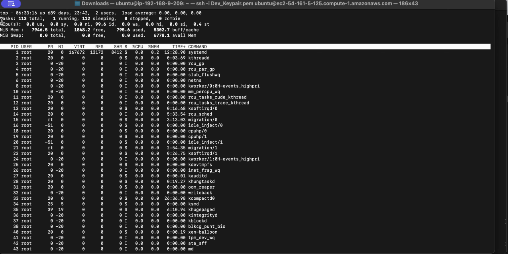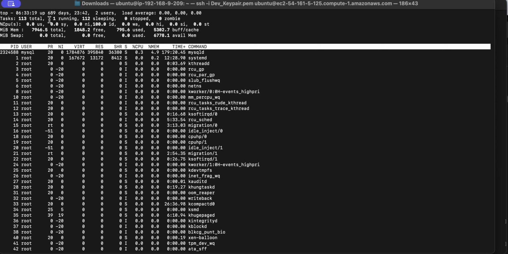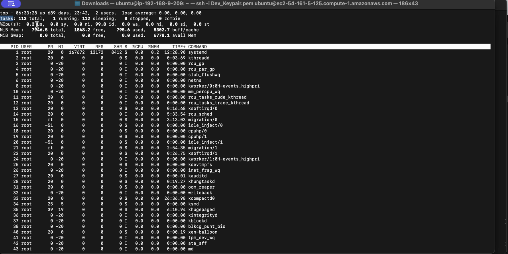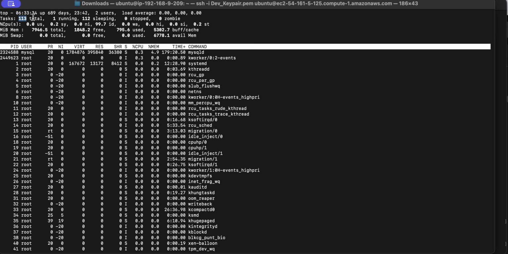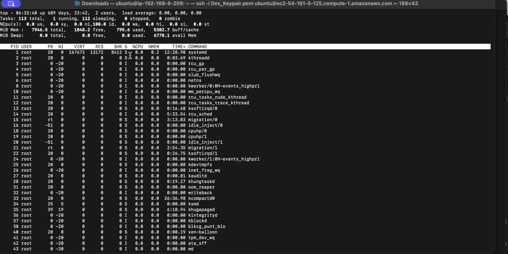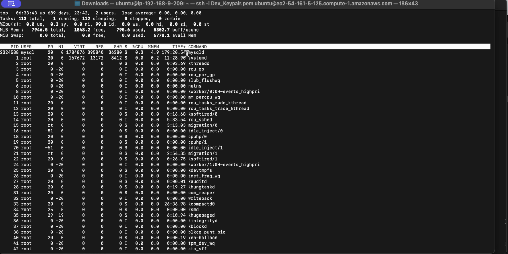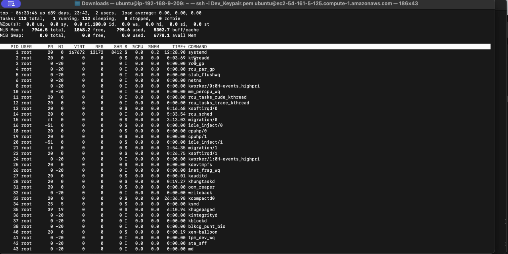Now, tasks. Tasks means the total processes running on the machine. Currently, how many processes are running? 113 processes in total, and one is running. Which one is running? Top is running. If you see, this is the only R in state. Once top comes here, you can see that. Let's wait for that.